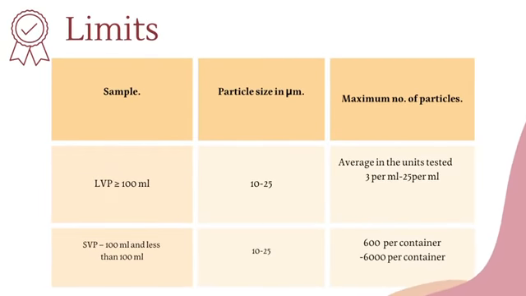Limits. If a sample is large volume parenteral, greater than or equal to 100 mL, and the particle size is 10 to 25 micrometers, the maximum number of particles is 25 per 1 mL. If a sample is small volume parenteral, less than 100 mL, and the particle size is 10 to 25 micrometers, the maximum number is 600 to 6000 per container.